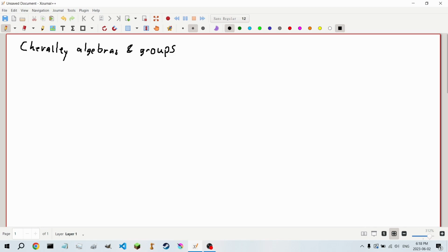I don't know too much about this topic, so we'll be looking at it here. And our first topic in this chapter is the Chevalley basis.